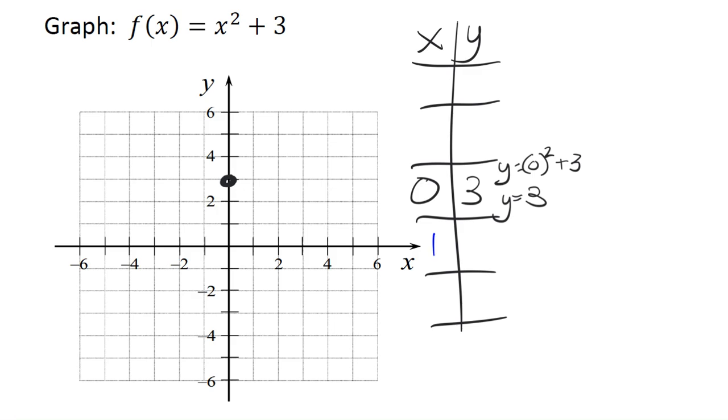Next value, of course, that I'm going to choose is 1. I'll use an x value that's 1, so that's going to be y equals 1 squared plus 3. That's going to give me a y value that's 4. And if you're not sure how that happens, just plug that into the calculator and get your y value. So I've got 1, 4, which is going to put me right here.